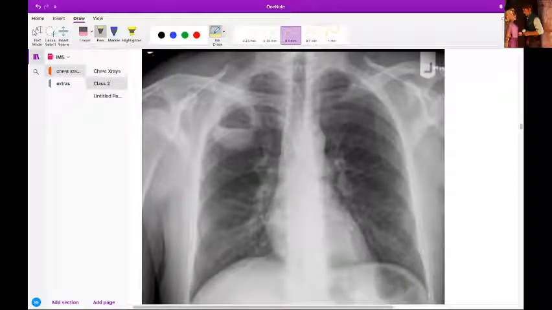Okay, then what is this? Yeah, it's a cavitatory lesion with an air fluid level. So it could be a lot of things actually. It could be a cavitatory TB, it could even be a malignancy, it could be a lung abscess. Suppose it is a lung abscess, what is the most common cause of lung abscess?